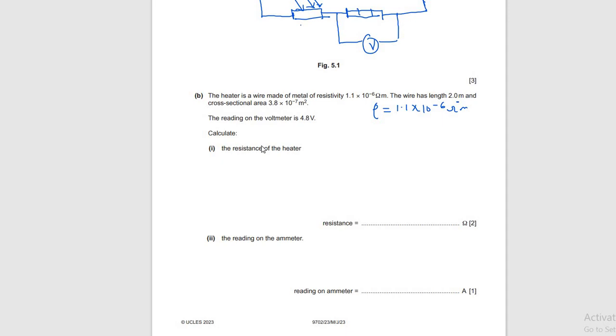To find the resistance of the wire, we are given the resistivity of the wire. The relationship between resistivity and resistance, length and area is R equals resistivity multiplied by length divided by area. So the resistance of the wire will be 1.1 times 10 to the power minus 6, the length is 2, while the area is 3.8 times 10 to the power minus 7. Put it in your calculator, compute it, you're going to get 5.8 ohms.